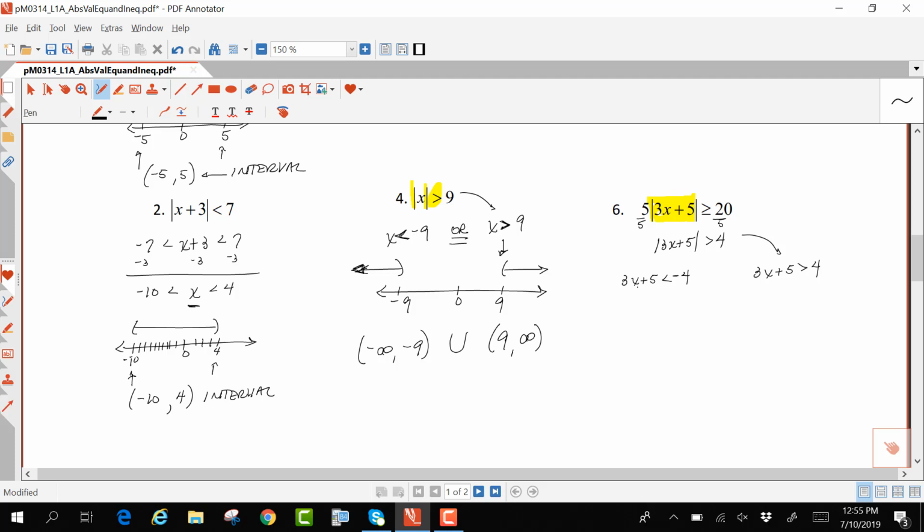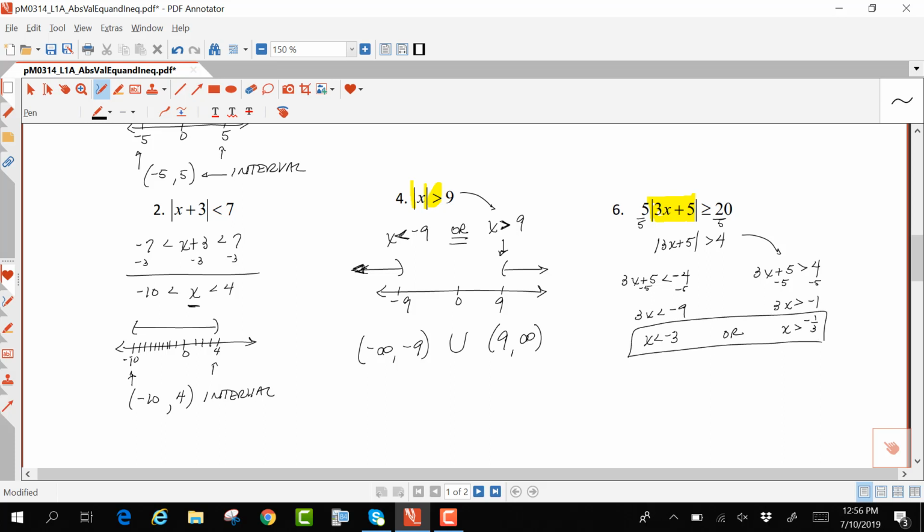So my left branch, I need to subtract 5 off of each side. So this would be 3x less than negative 9. And then when I divide by the 3, I get x less than negative 3. My right branch, I subtract 5, which makes 3x greater than negative 1. And then when I divide by 3, x is greater than negative 1/3. I put the word or between them, and this is my solution.